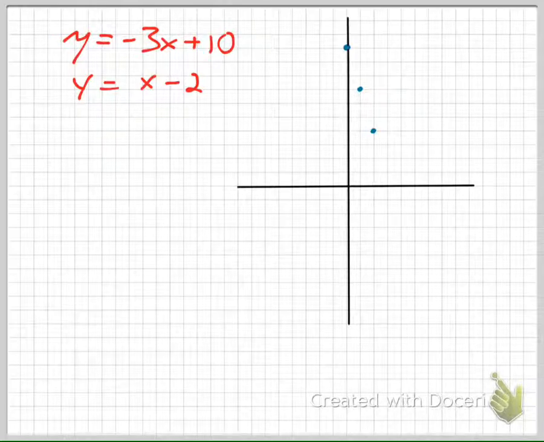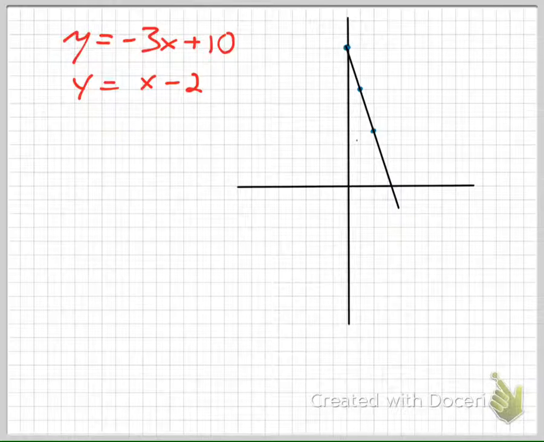Okay, let's see if I can get this thing to do what I want it to do. Does that look good? 10, negative 3. Is that right? 1, 2, 3, 4, 5, 6. Yes. And then the next one, we'll do this one in red.